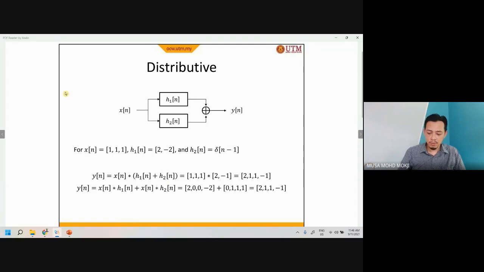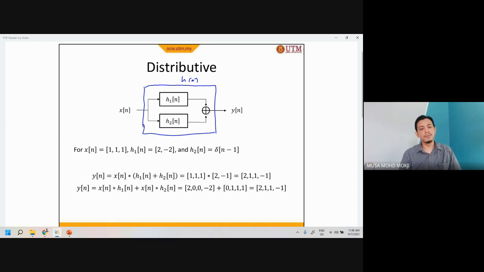Okay, because this is an arrow, what we can do is group that into, let's say, a single system. So then we have a single arrow here. Then you solve this first, and then do convolution of this h[n] with x[n]. If you do that, let's say we have this example, 1, 1, 1, the same thing, 2, -2, and h2[n] equals delta[n-1], the same signal, the same system.